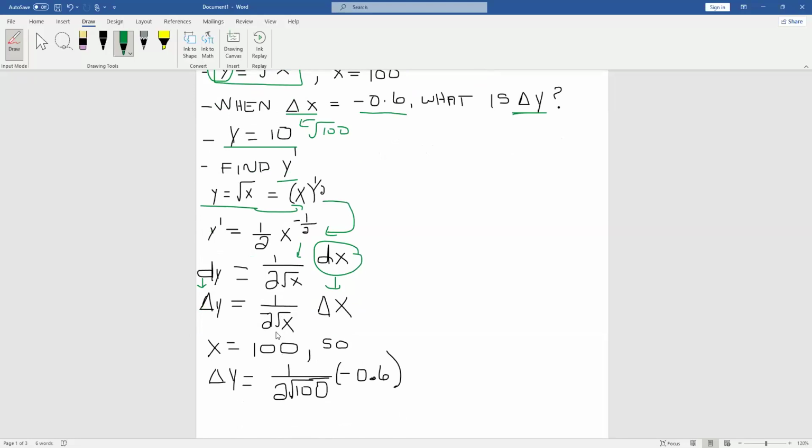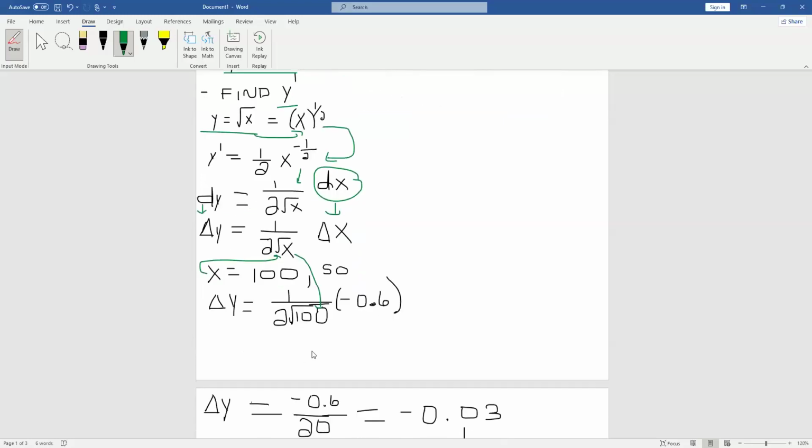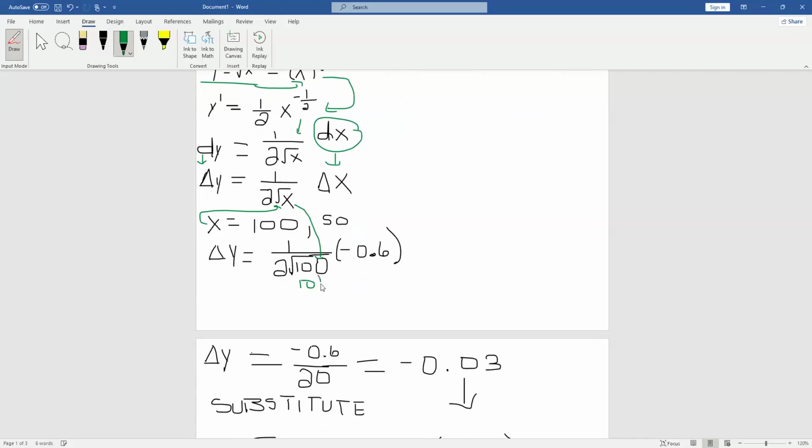Now, we want to think about this. Remember, we were given the value of x. x is equal to 100. So we can substitute that value in our denominator. 1/2 times square root 100. We know the square root of 100 is 10. 10 times 2 would leave us with 20 in the denominator. So we have now our numerator, 1 times negative 0.6, that gives us negative 0.6 divided by 20. If we divide these two terms, we'll get negative 0.03. This is our change in y.